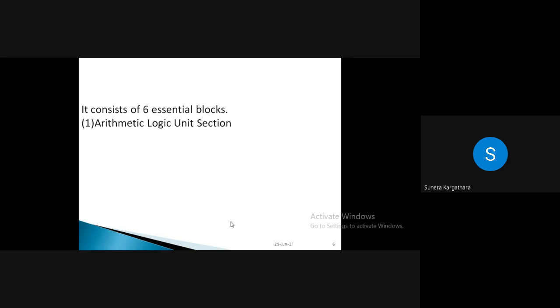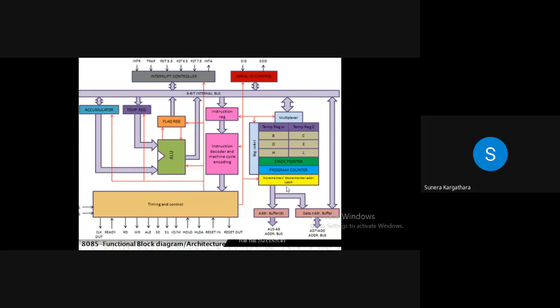blocks. And the first is the arithmetic and logic unit section. Can you identify it on the left hand side? ALU, arithmetic and logical unit section. Yes, ma'am. Correct. Second important thing is the register array. In your architecture on the right hand side, you will find all the registers BC, DE, HL, stack pointer, program counter, WZ. All these registers are available on the right hand side. Can you observe this register array in the architecture? Yes or no? This is your register array, right?